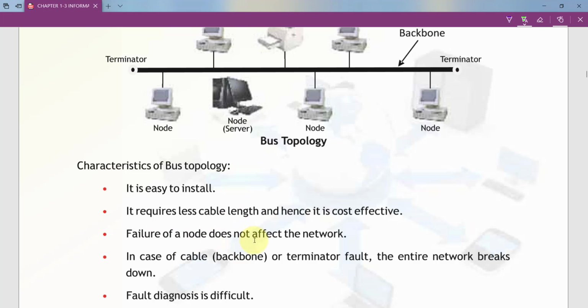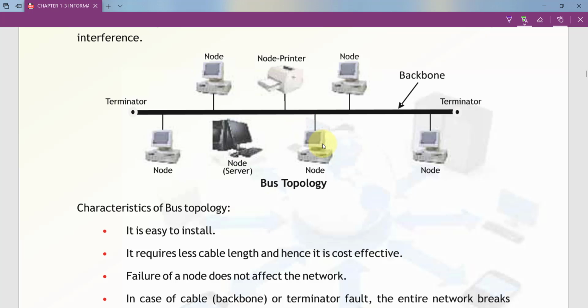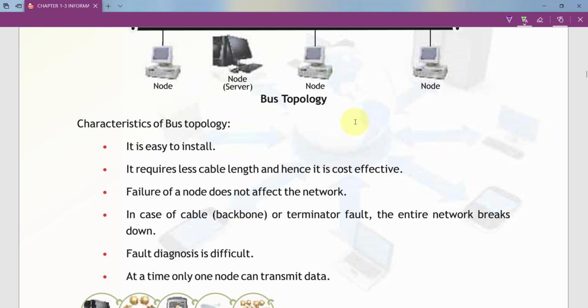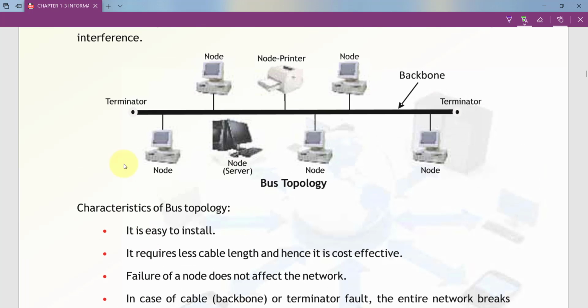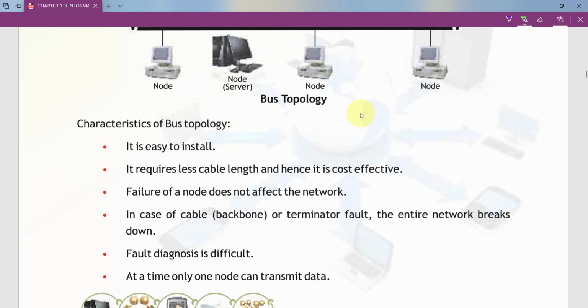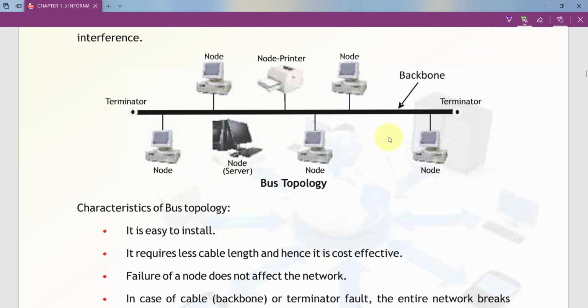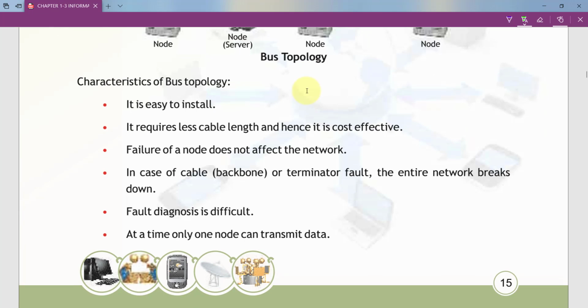Failure of a node does not affect the network. If any node fails, our network will never be affected. In case of backbone or terminator fault, the entire network breaks down. So what are its disadvantages? If the terminator or our backbone cable breaks, our entire network will fail.